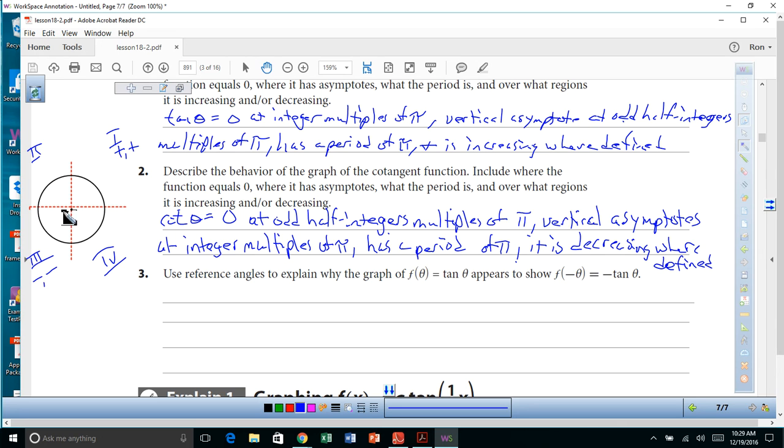Okay? Up here, you're going to have negative cosine and positive sine. So what happens when you have a positive divided by a negative? That's going to give you a negative. And over here you're going to have positive cosine and negative sine. What happens when you have a negative divided by a positive? You get a negative result. So that is why the graph of f theta equals tangent appears to show that. These two right here.